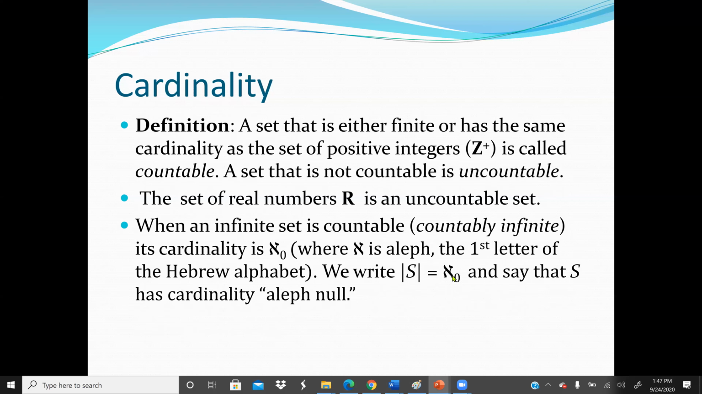So aleph zero should be the first element in the set, which in this case we represent as aleph nul. Aleph nul also. Hopefully I'm pronouncing the word right.